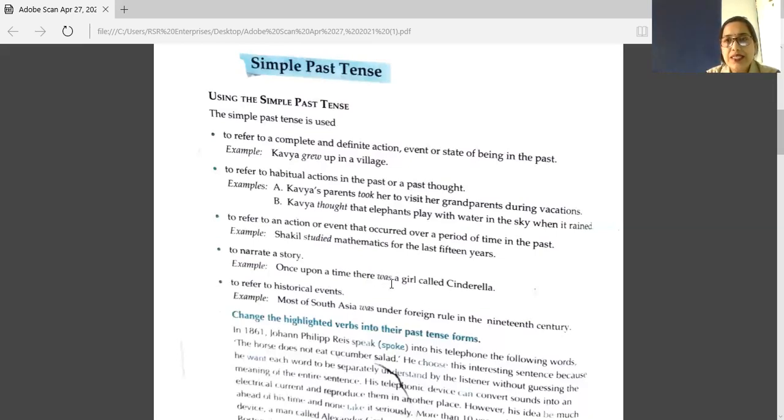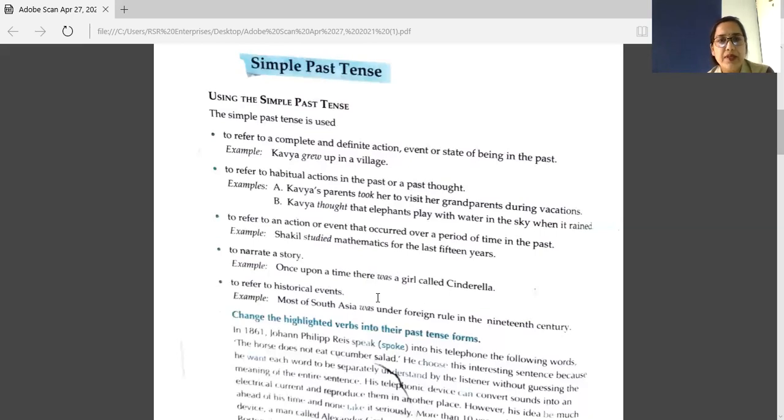Now, in simple past, we use was or verb as main verb sometimes, but they are auxiliary verbs or helping verbs. And this is a form of be. In present tense, forms of be are is, am, are. In past tense, forms of be are was and were.